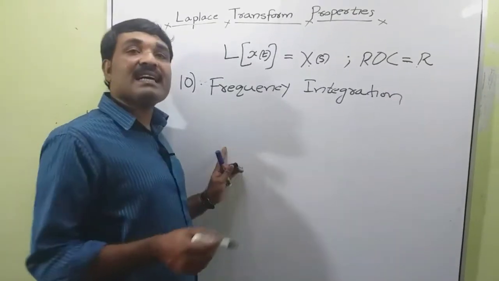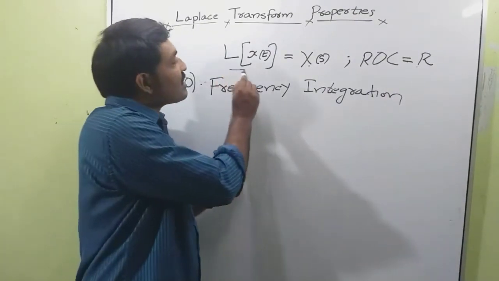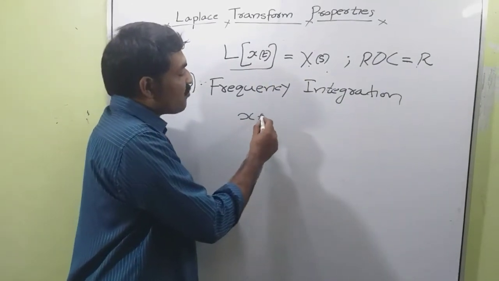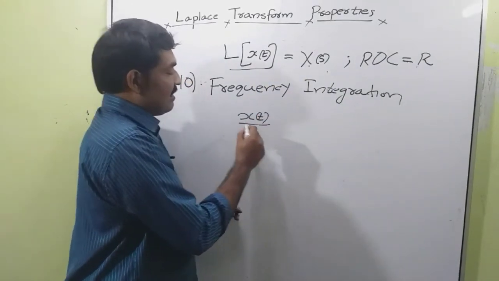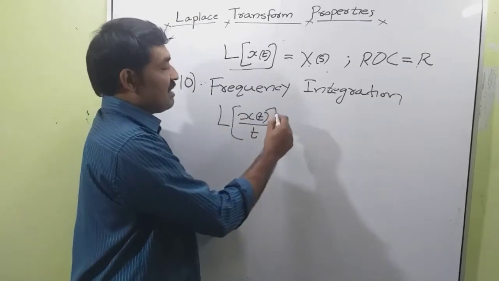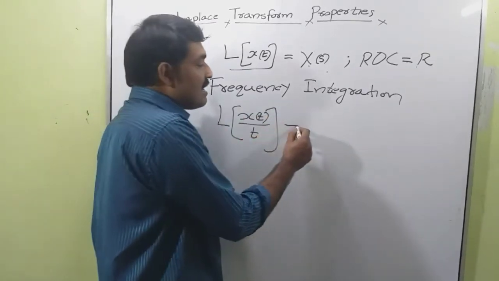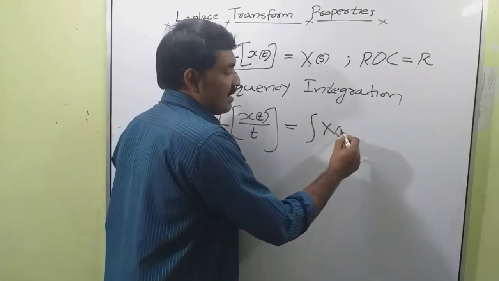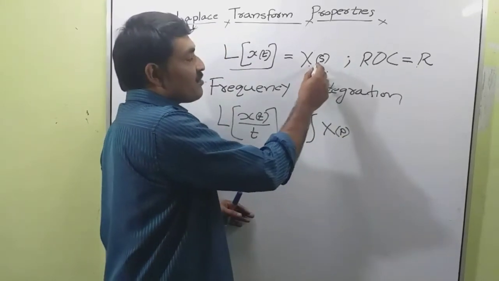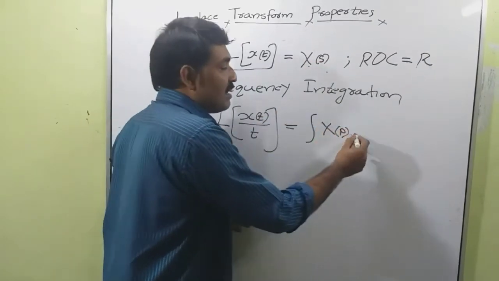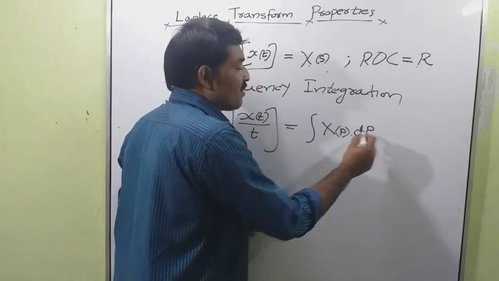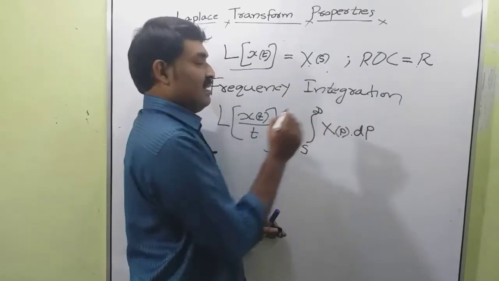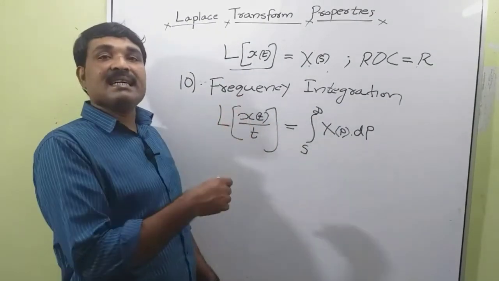Next property is frequency integration. If the Laplace transform of x(t) is X(s), then for the signal x(t) divided by t, the Laplace transform is equal to the integral of X(p), where we are replacing s by p, with respect to dp. The limit of integration is from s to infinity. This is called frequency integration.